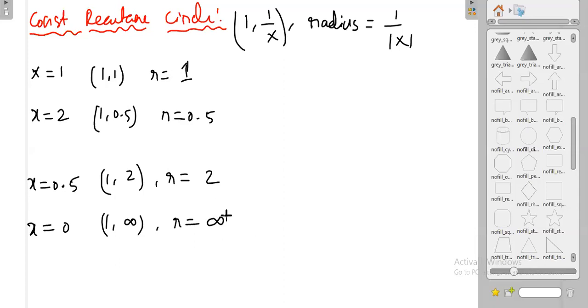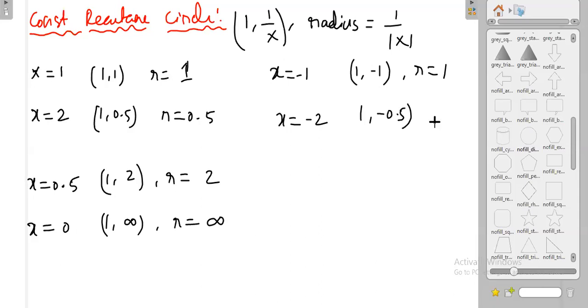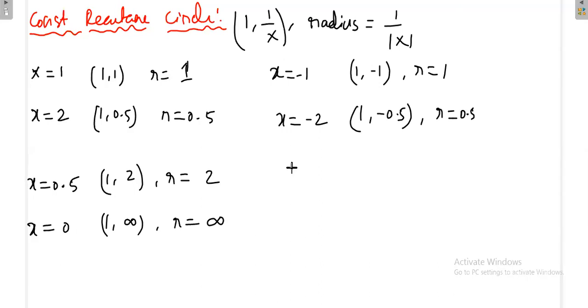Again, what happens if X is minus 1? The center is 1 comma minus 1, but the radius remains the same. When X is equal to minus 2, the center is 1 comma minus 0.5, but the radius remains the same. When X is equal to minus 0.5, the center is 1 comma minus 2, but the radius remains the same. And X equal to minus 0 you cannot take.